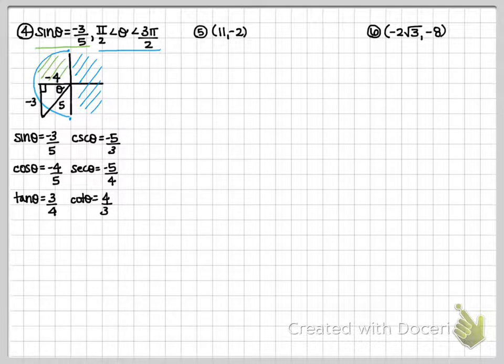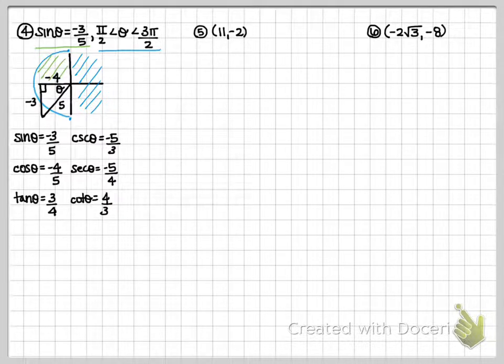Okay, question numbers 5 and number 6. These ones are a little tiny bit different, but not a lot. Still, the idea behind it is, can you draw a picture and find the sides? So we're saying that the point (11, -2) is on the terminal side of an angle in standard position. You guessed it, I'm going to draw a picture.